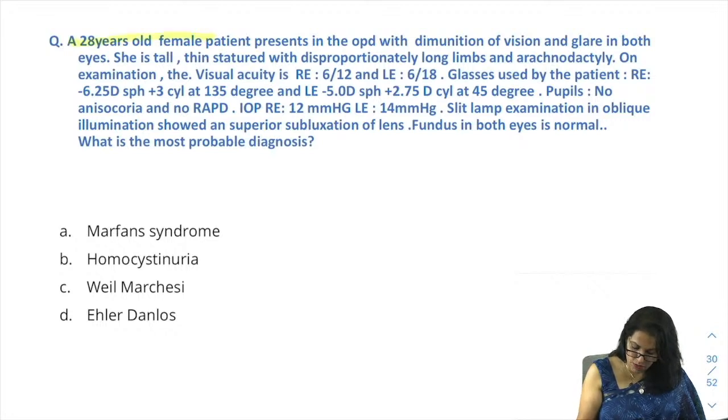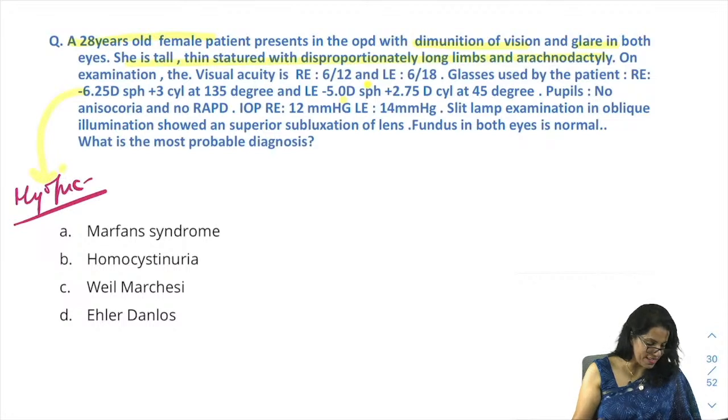A 28-year-old female patient presents in OPD with diminution of vision and glare in both eyes. Diminution of vision hai or glare hai? She is tall, thin stature, disproportionately long limbs and arachnodactyly. I think you already know the answer. On examination, visual acuity in right eye is 6/12, left is 6/18. Glasses used by the patient. Why are we looking at the glasses? What is this telling you? Padha hai na humne in Marfan's? There is axial myopia. So the patient is myopic with minus lenses she is using. Yes, we are talking about Marfan syndrome.